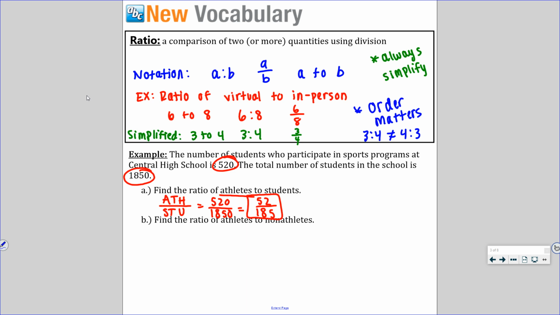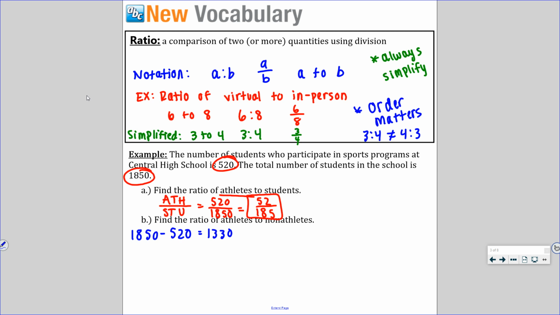Okay, B says, find the ratio of athletes to non-athletes. Ideas of how we could do this? Matthew: take the number of total students and subtract the number of athletes. Okay, we know there's 1,850 students in the school. We know that of those students, 520 are athletes. So that means the remaining 1,330 are non-athletes.